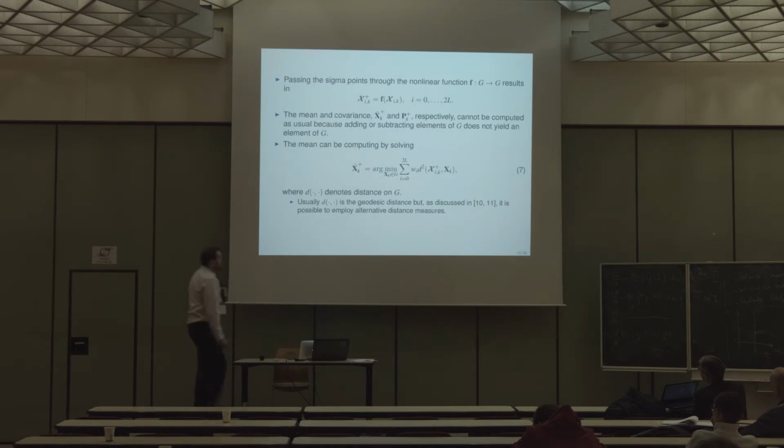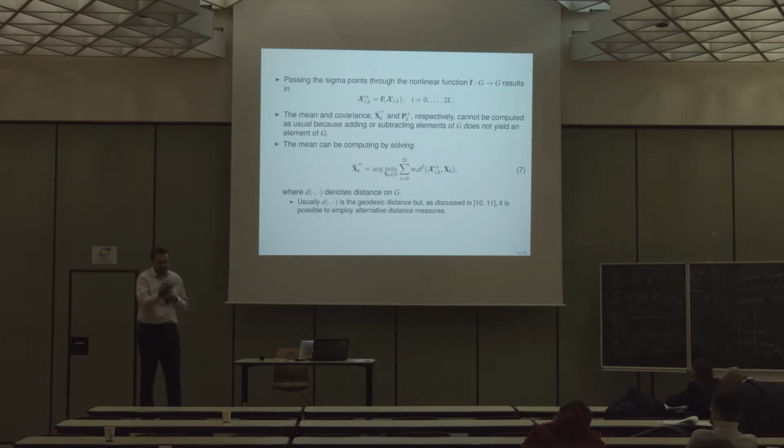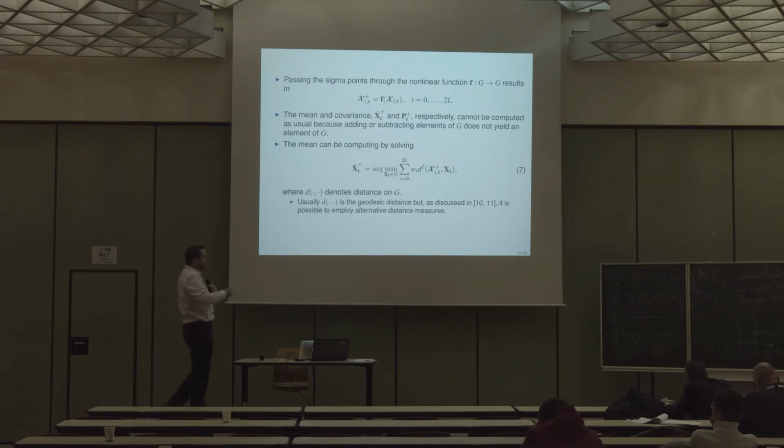Then we pass those sigma points through the nonlinear function f. So now we have these transformed sigma points. We can't just take those transformed sigma points and add and subtract them, because we have to adhere to the group structure of the problem. So to compute the mean, we actually have to solve this optimization problem here, where D is some sort of distance on G, which usually is going to be the geodesic distance. But one of the points of this paper was to point out, especially in SO3, there are other ways to solve the problem other than using an iterative method when your distance is the geodesic distance. So that's how we're going to have to compute the mean somehow.